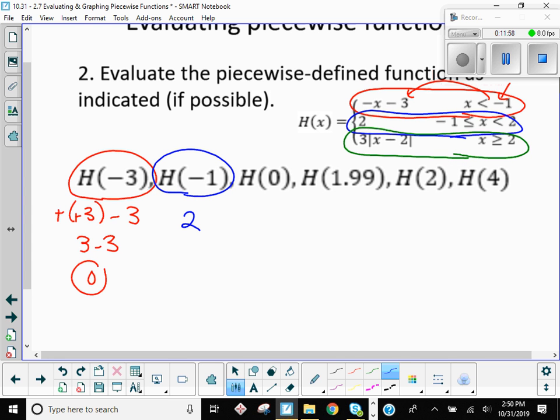H of 0, x is 0. Hayden, which is that, red, blue, or green? H of 0. Does 0 belong to red or blue or green? I don't know. That's okay. We'll look at it now. Look at these. Where does the 0 go? Where does 0 fit? Blue? Okay, it's blue. And what does everything in blue equal? 2.